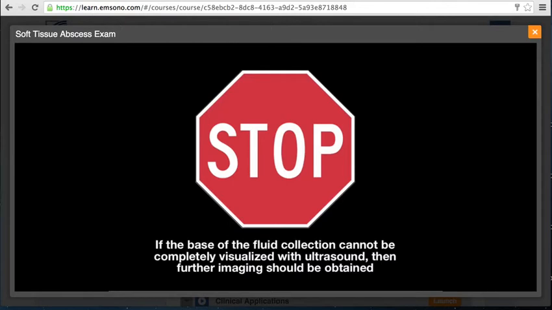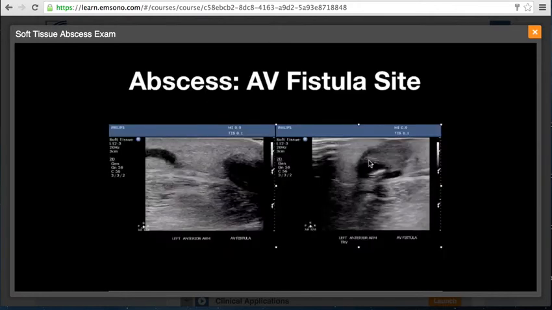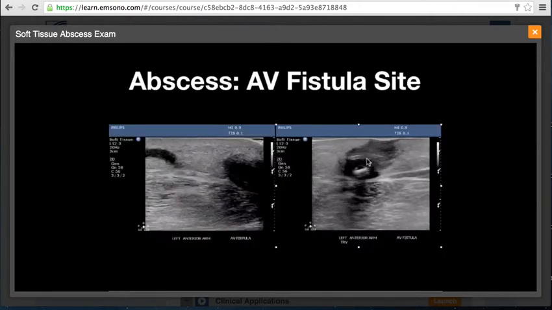So let's emphasize the point again. If you can't see the base, it's not just a simple subcutaneous abscess. You need to involve surgery, or you need to obtain further imaging in order to better define the extent of this fluid collection. Here's an abscess cavity surrounding an AV fistula.